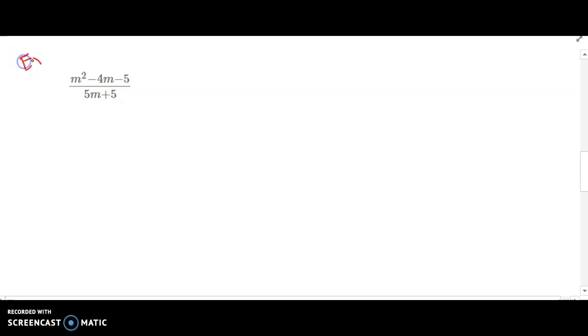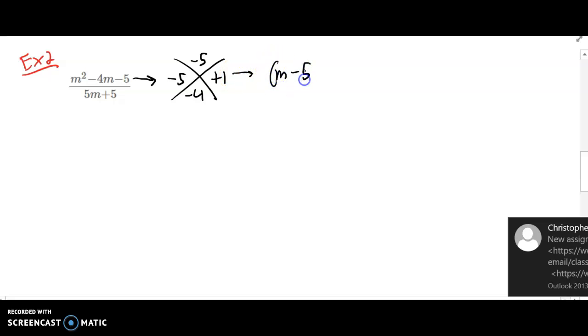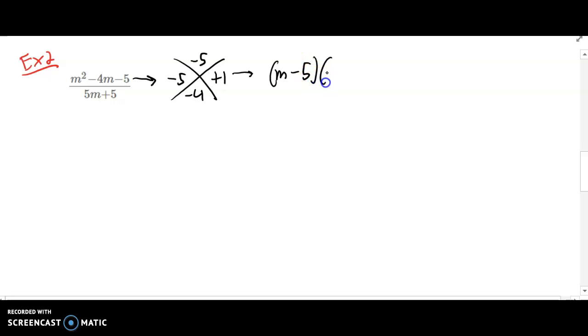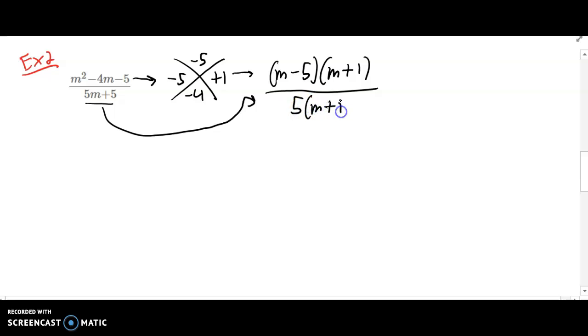Call this example 2. Again, if I see anything that I can factor, that's what I'm going to do first. Negative 5, negative 4. We can do that with negative 5 and positive 1. So this gives us m minus 5 and m plus 1. This denominator here, we can factor with greatest common factor. They each have a 5 and then an m plus 1. Okay, the m plus 1s will cancel, and I'm left with m minus 5 over 5.